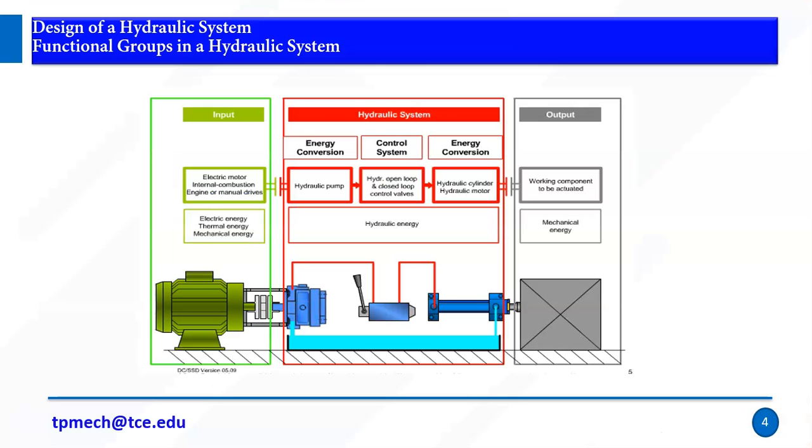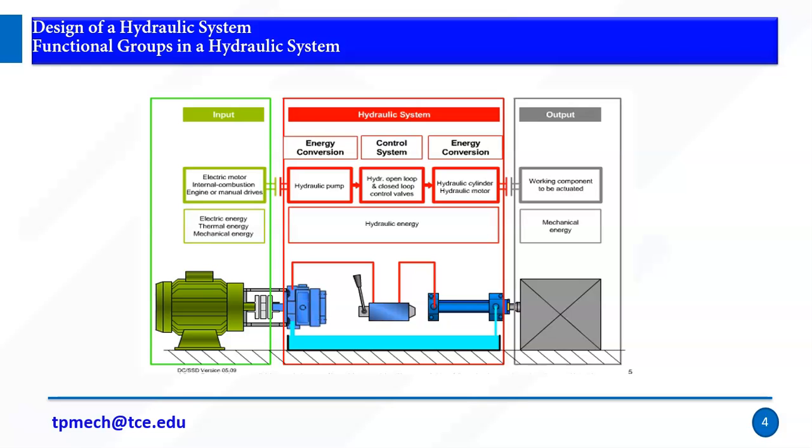Okay, so design of hydraulic systems. It's a functional group in a hydraulic system. In every system we have three things: one is input, another is output, and between the input and output we have the system. Here the inputs are electric motor, internal combustion engine, or other manual devices. The form of input may be electrical energy, thermal energy, or mechanical energy. This energy is converted into hydraulic energy, and that is called a hydraulic system.